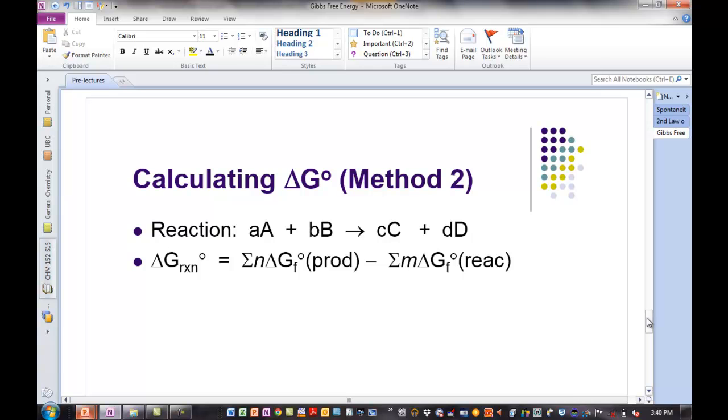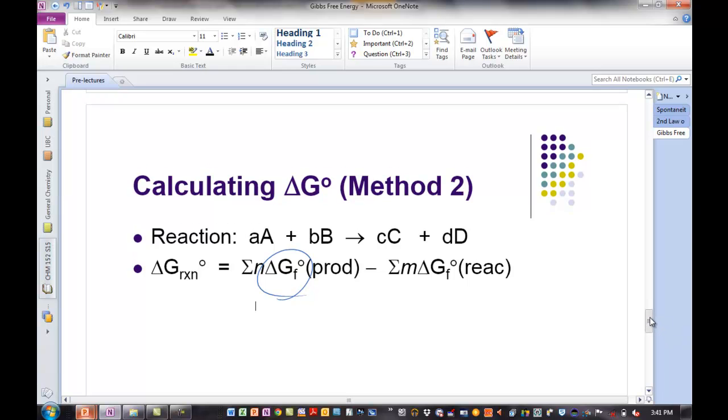This equation should not surprise you. Calculating delta G from delta G of formation values. Looks very similar to calculating delta H or delta S, right? You know how to do that. There will be one like that in the pre-lecture quiz. So that's 3 questions. Maybe we'll leave it at 3.